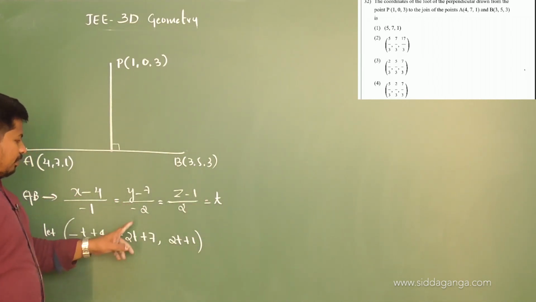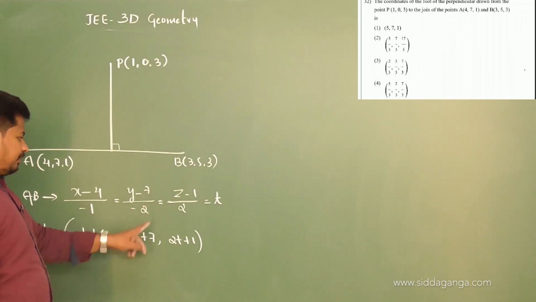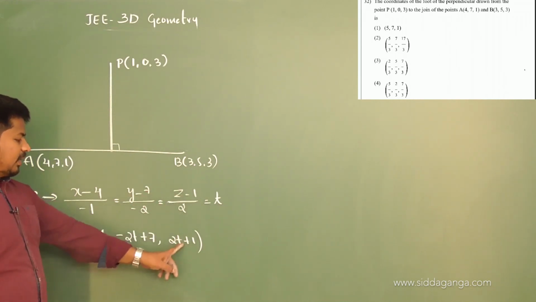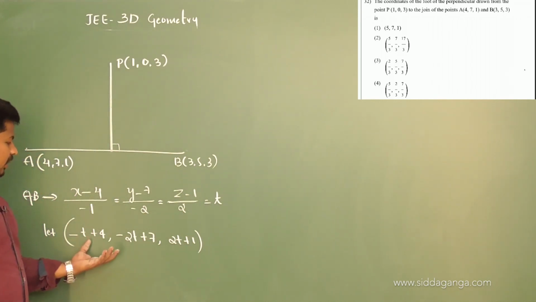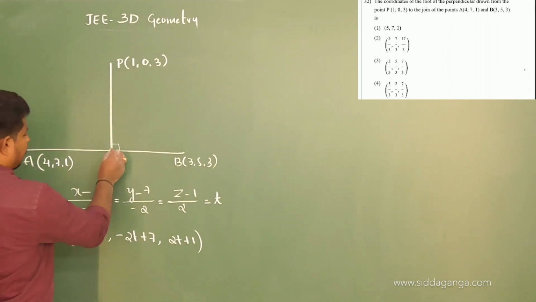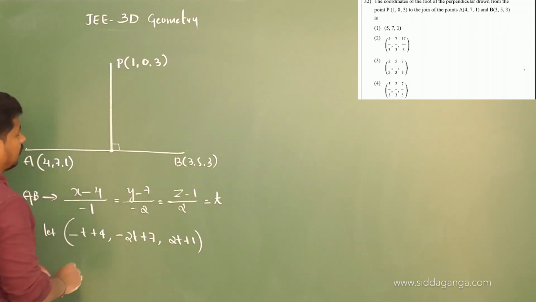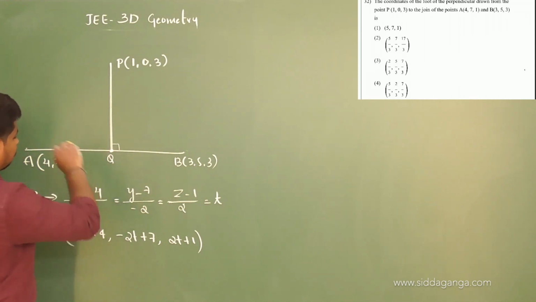In the same way, minus 2t plus 7, you get t. Again, in place of z, you substitute this, you get again equal to t. Now, this is the required point. Assume this is the required point, I mean your foot of the perpendicular. Let me take this one as Q.